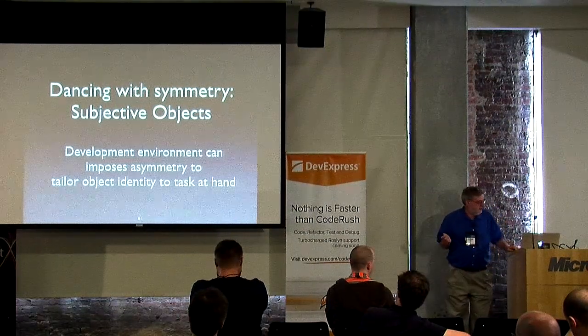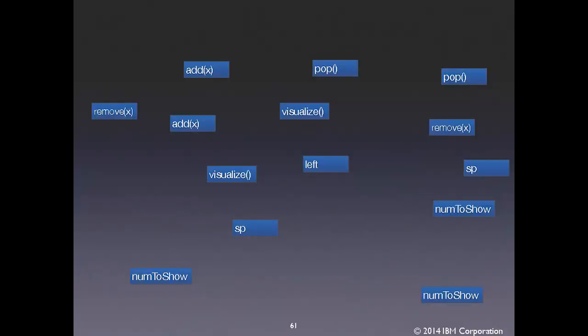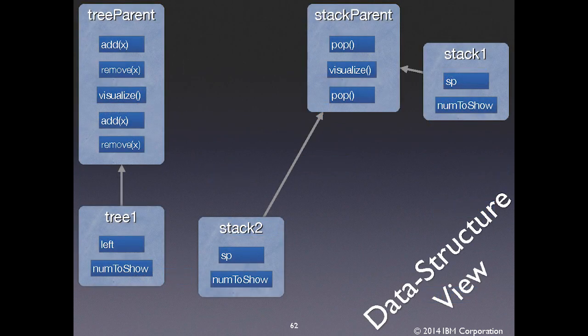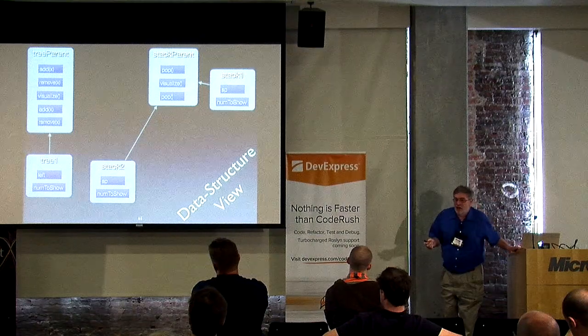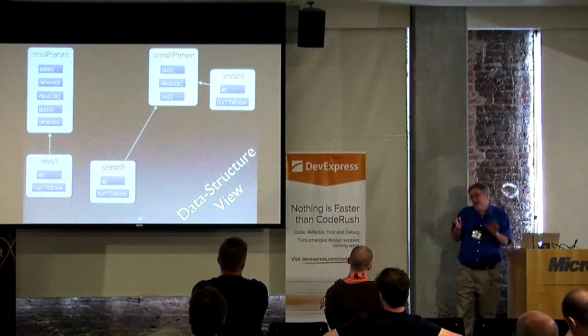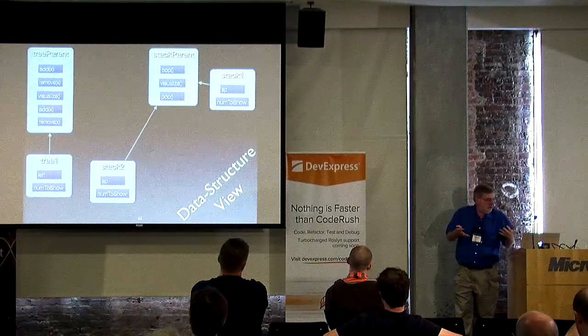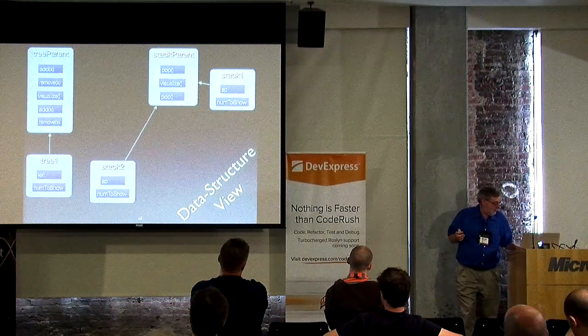Let's talk a little bit about the environment, or ways to think about this. One way to think of this system is a big sea of slots, because they're not contained in objects at all. But the environment can group them for you. For example, here it's grouped the slots. It's showing you every slot whose receiver is associated with the tree parent object, or tree 1, or stack 2, or stack 1, or stack parent. This is kind of a data structure-y view. So we're dancing with the symmetry.